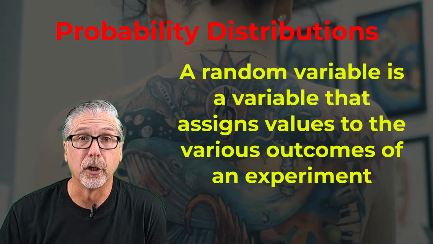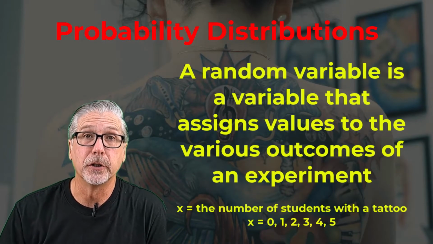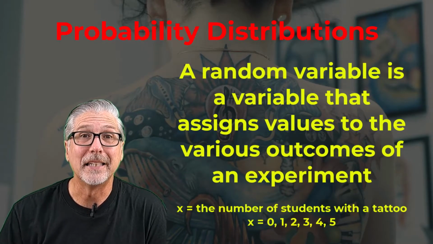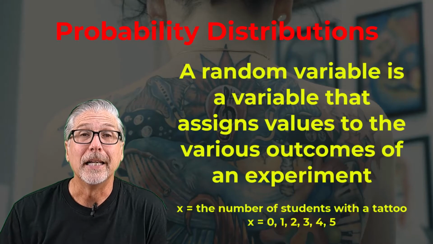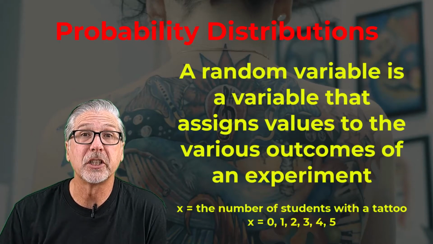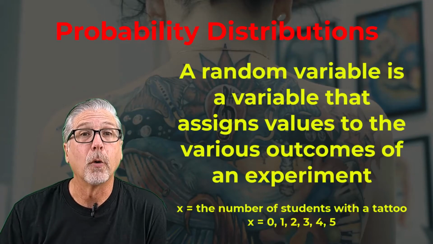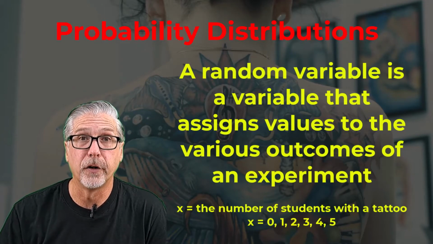That's where a random variable comes in. The random variable was defined as the number of the students in the sample that did have a tattoo. In the example I looked at, there were 5 students that were sampled, so the values of the random variable x went from a minimum of 0, and then 1, 2, 3, 4, and all the way up to 5, a total of 6 different outcomes. We talked about how this was a great example of what we call a discrete random variable.